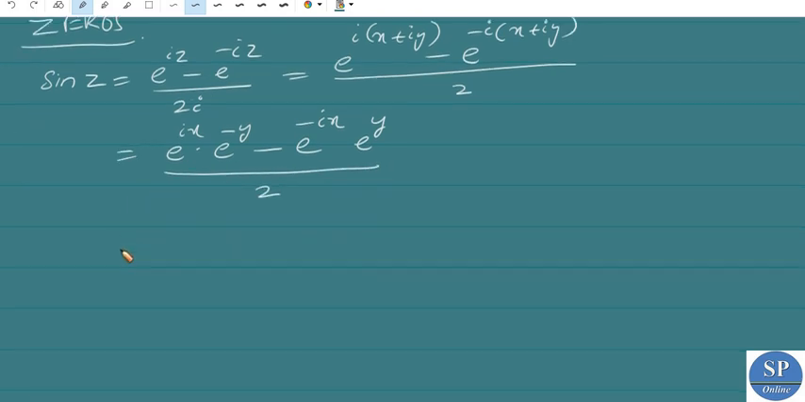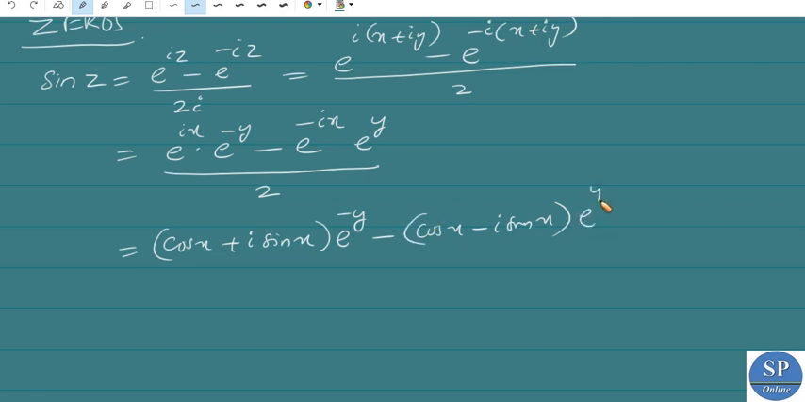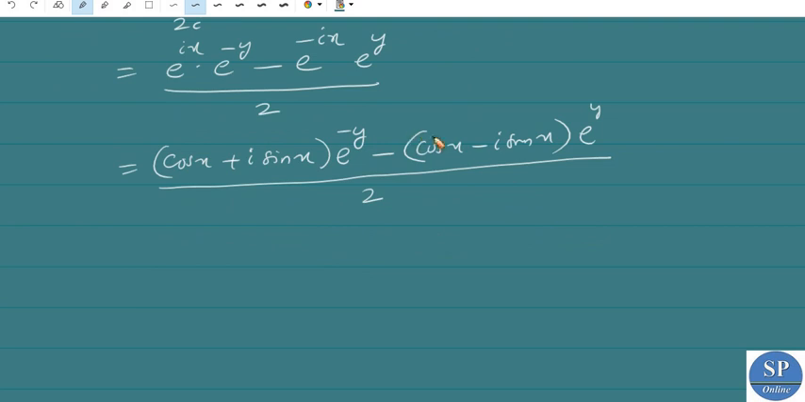Now we have Euler's formula. e^{ix} is cos x + i sin x, multiplied by e^{−y}, minus e^{−ix}, which is cos x − i sin x, multiplied by e^{y}, all divided by 2i. So here we have cos x · e^{−y} minus cos x · e^{y}.